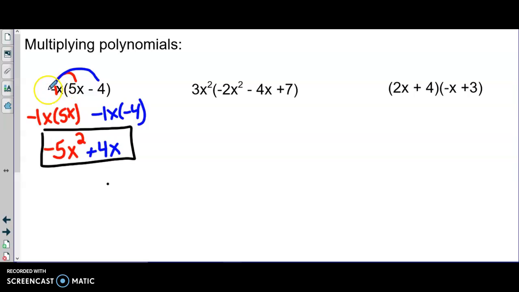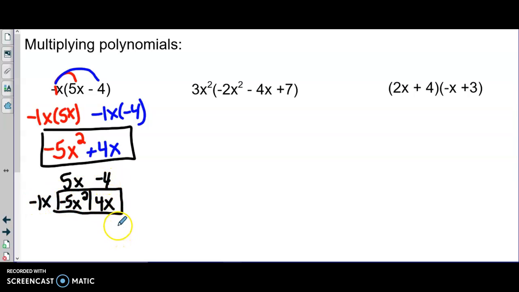In this case, we have one term here and two terms here. So this would be a 1 by 2 box. Negative 1x would go on this side, 5x is the first term, and then negative 4 is the second term. Then you would multiply. Negative 1 times negative 5 is negative 5, and there are two x's, so that would be x squared. And then negative 1 times negative 4 is a positive 4, and there's only one x, so you would just put the 1x.